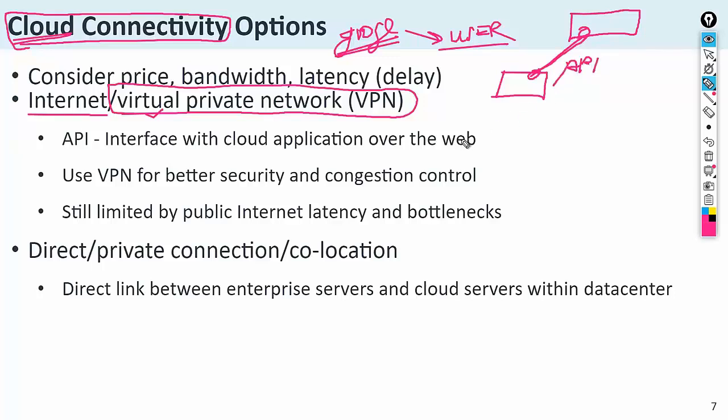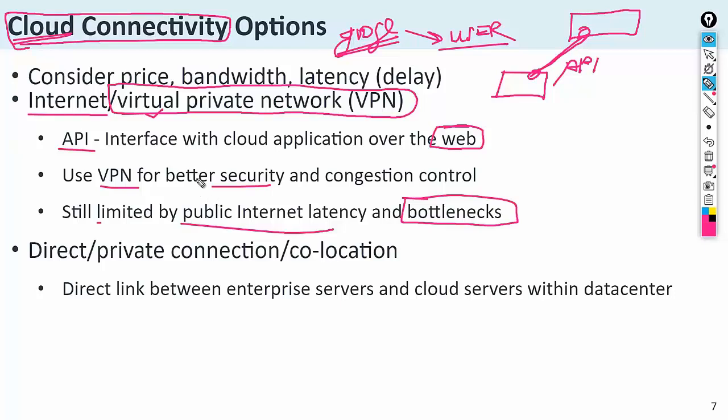API, you already know about this interface. By using the API, you can connect with the cloud application using your web browser. The other option is to use VPN services. VPN is actually used for better security and congestion control. But it is still limited by the public internet latency and bottleneck, meaning slow speed.